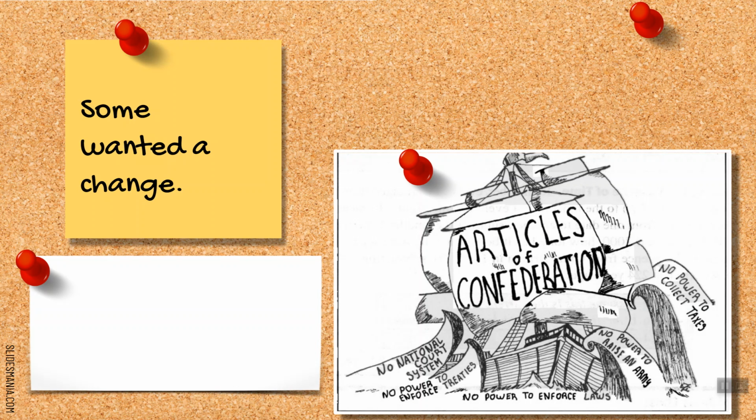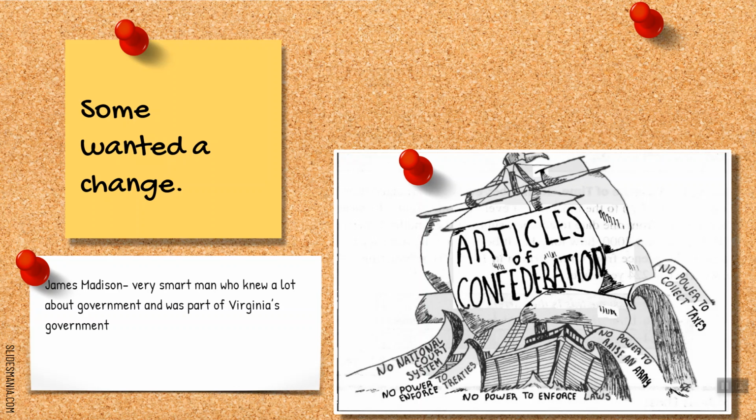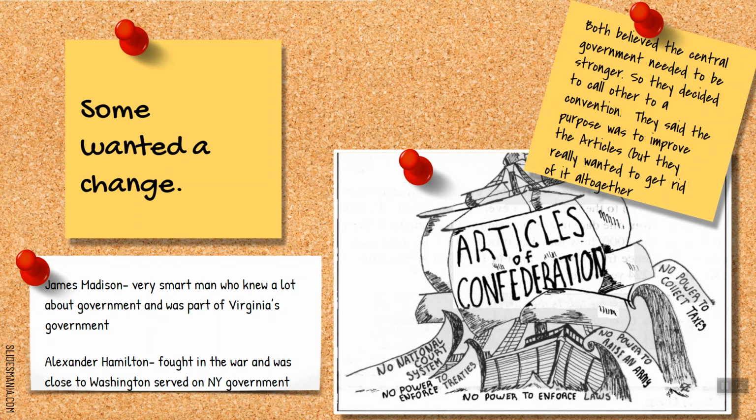And so there were some people that decided that they wanted a change. First, James Madison. He's a very important person. He was a smart man who knew a lot about government, and he was part of Virginia's government. He was kind of like one of their leaders. And then there was Alexander Hamilton, and he fought in the war and was very close to Washington, and he served in the New York government. So you've got James Madison, who represents Virginia, and Alexander Hamilton, who represents New York. They both believed that the central government needed to be stronger.